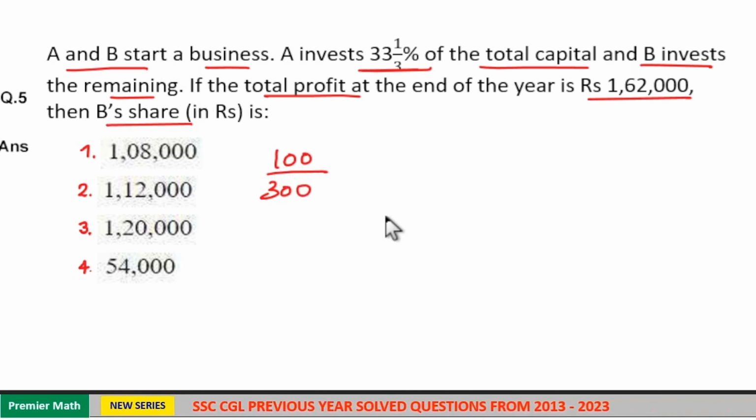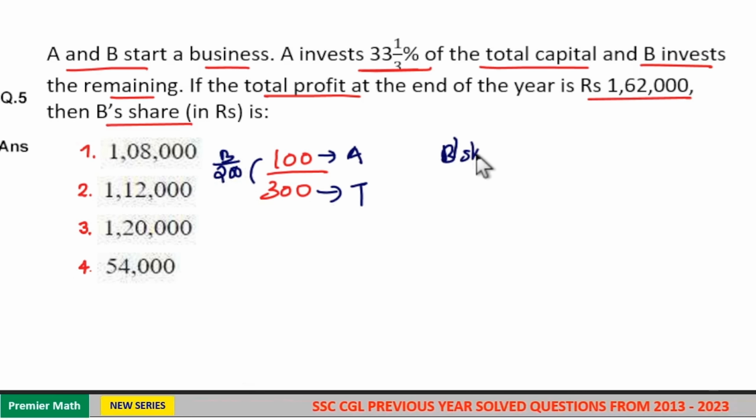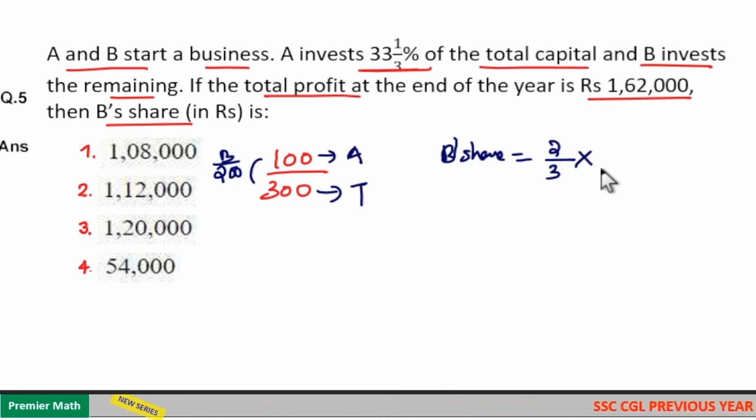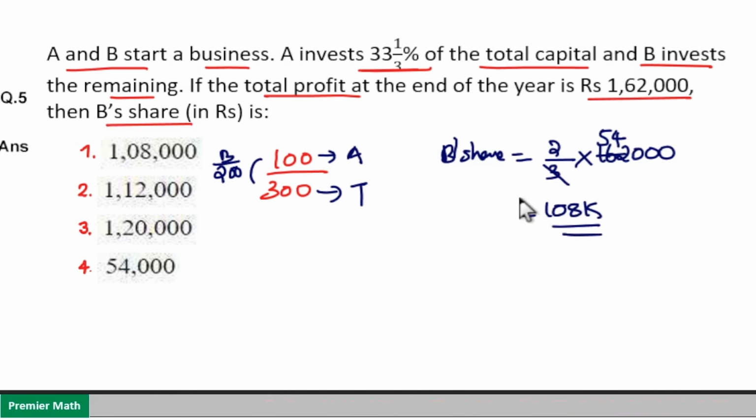So total investment is 300 part, and out of this 300, A invests 100 part. That means the remaining 200 part is invested by B. So B's share is 2 part out of this 3 part, that is 200 part out of this 300 part, into the profit generated, which is 1,62,000. Now 3 goes 5 times in 50, 3 goes 4 times in 12. 54 into 2 is 108. So 108,000 is B's share. Option 1 is your answer.